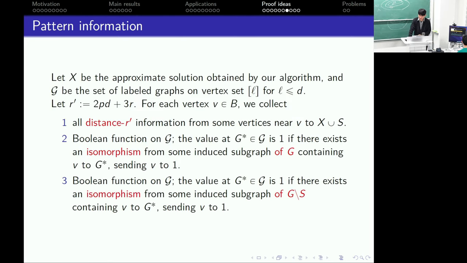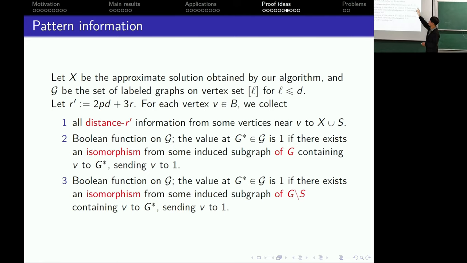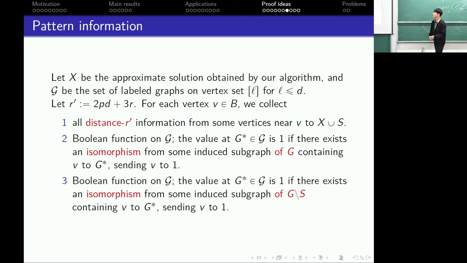So, yeah. These are all the pattern information we need. We first try to find all the distance r' information from that vertex and some other vertices near v to this X union S, where X is the approximation solution by the first approximation algorithm.